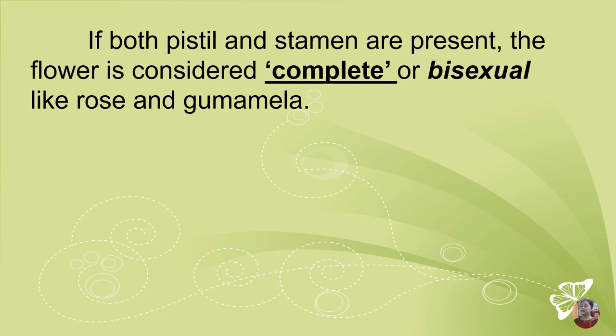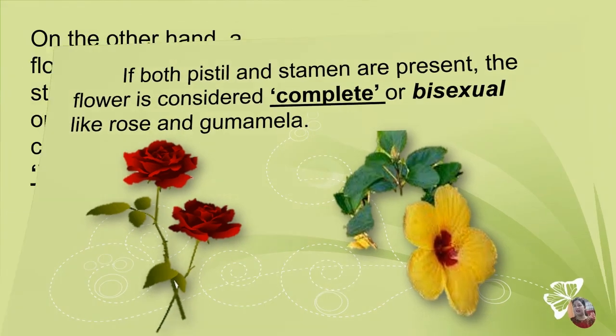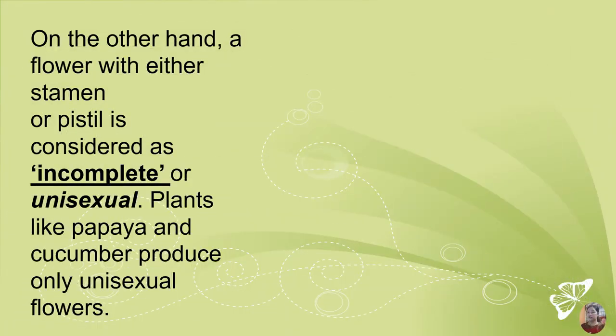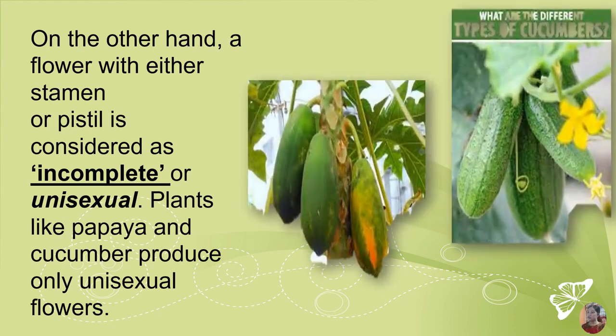If both pistil and the stamen are present, the flower is considered complete or bisexual, like rose and gumamela. On the other hand, a flower with either stamen or pistil is considered incomplete or unisexual. Plants like papaya and cucumber produce only unisexual flowers.